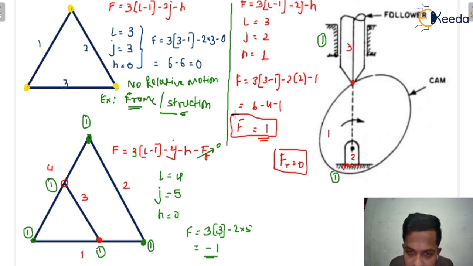I hope you understand the examples of the degree of freedom. We will see more examples, so that you will be able to understand properly how to calculate the number of links, number of binary joints, higher pairs, and how we can see the number of redundant motions. Everything we will see in the further problems. I hope you will be able to understand the degree of freedom that we have discussed in this video. Thank you so much.